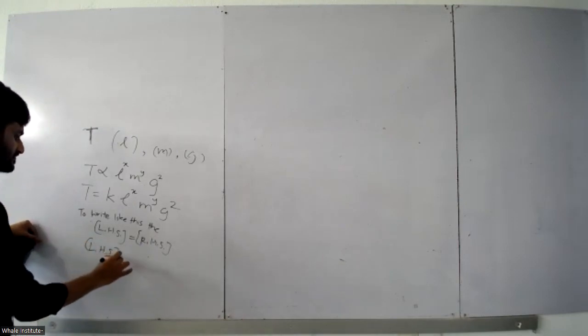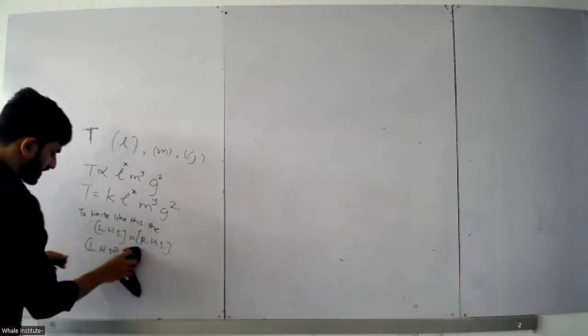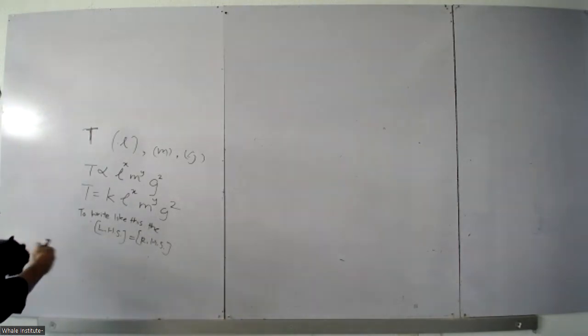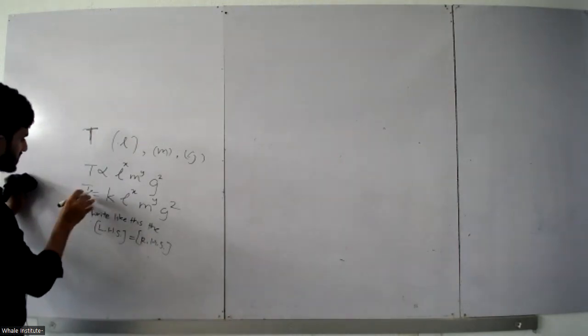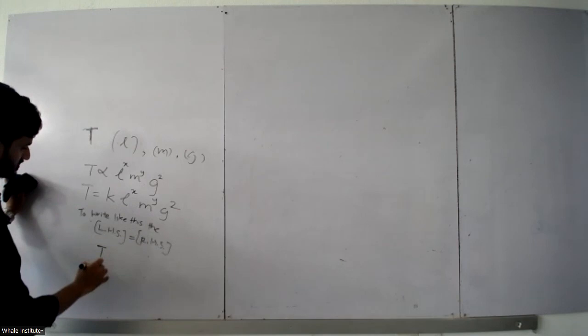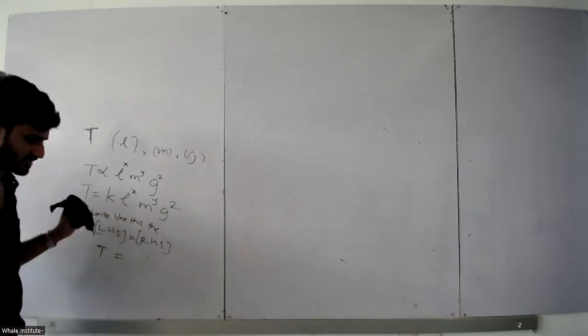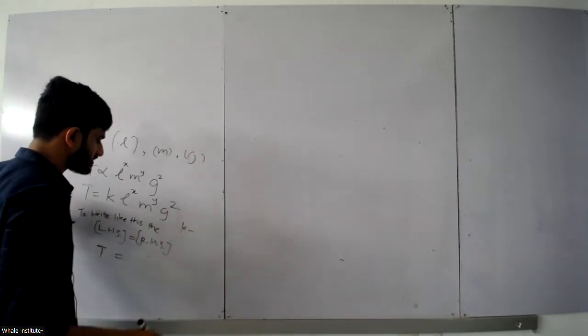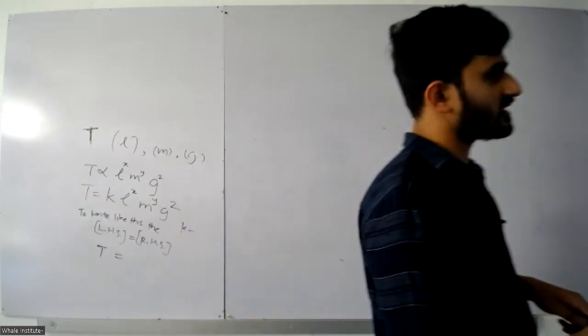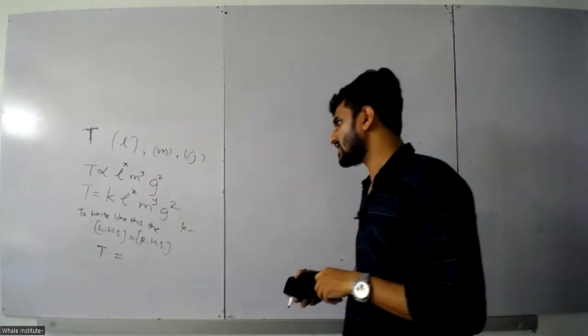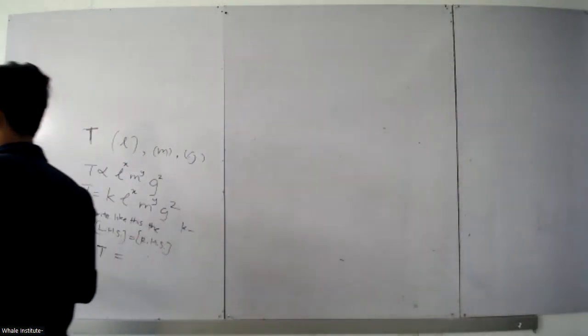What are the dimensions? Directly, the dimension of T is capital T. Then on the RHS, K is a dimensionless constant. So we are using a constant without dimension to build this relationship.